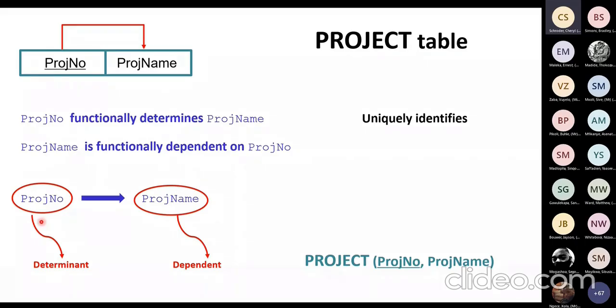Okay, so functional dependency: an attribute will functionally determine the value of another attribute, and the attribute that functionally determines is typically the key because it uniquely identifies the values in the dependent. The determinant is placed on the left-hand side of the arrow, the dependent placed on the right-hand side of the arrow.